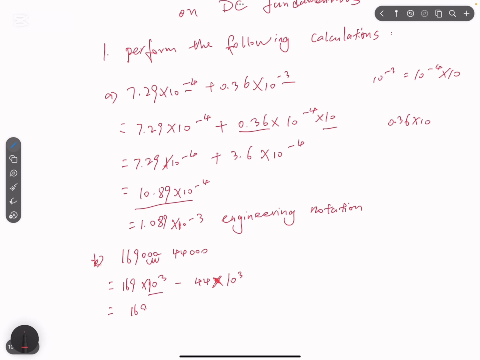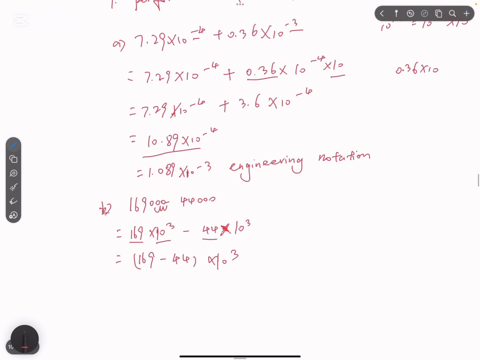Then we just use the coefficient subtraction. So 169 minus 44 times 10 to the 3. That will give us 125 times 10 to the 3. Or we can write it in scientific notation, that will be 1.25 times 10 to the 5. That's scientific notation.